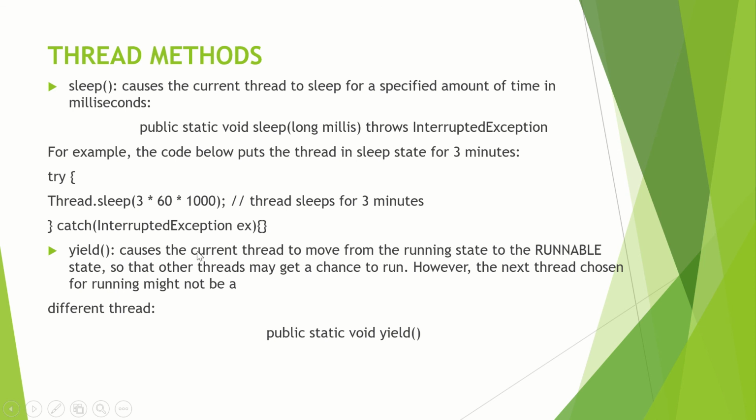Yield causes the current thread to move from the running state to the runnable state, so that other threads may get a chance to run. However, the next thread chosen for running might not be a different thread. So you call this function.